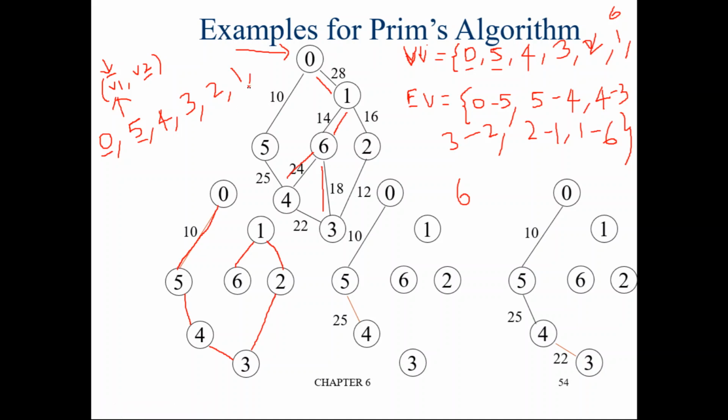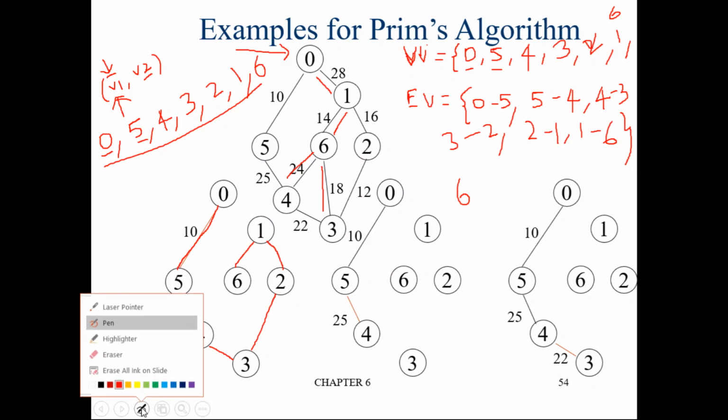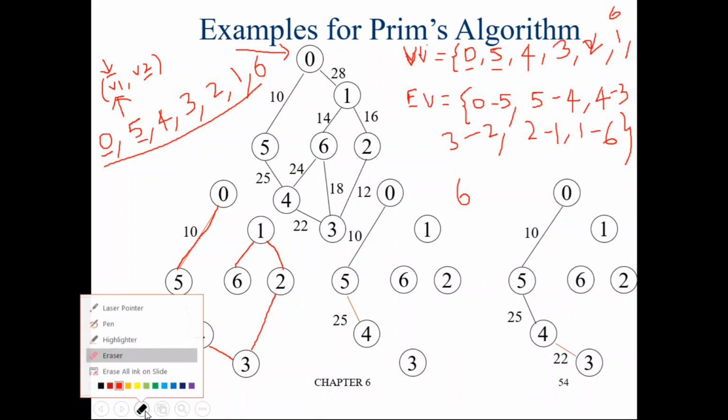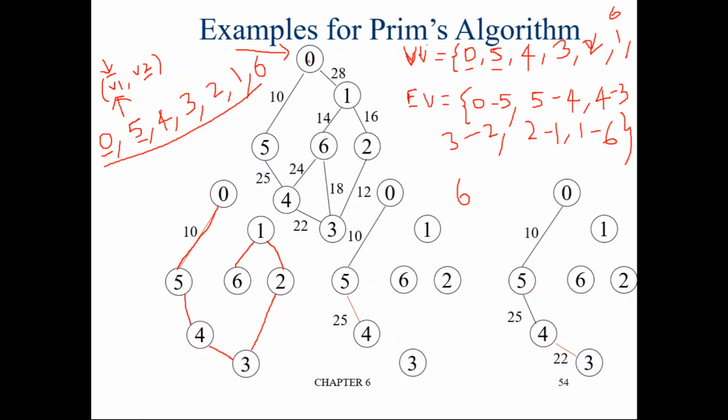Now if you continue, what do we have to identify? From all these 7 vertices, we have to identify an edge such that the starting vertex is visited and the ending vertex is not visited, and also it should not create a cycle. So actually you will not be able to find such an edge. So that is also one of the ways to terminate the algorithm.